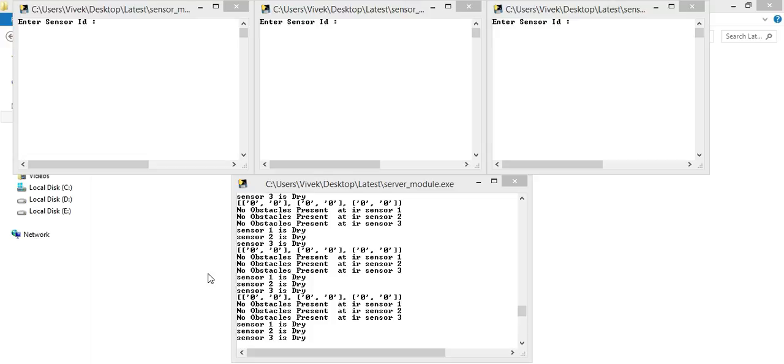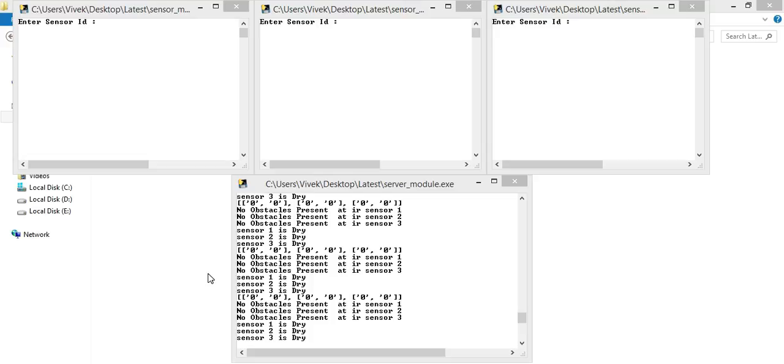Here's the demonstration of our project. We have a simulation system which runs 4 processes in parallel: 3 of them are for the sensors present at 3 different locations and 1 is for the server. Every sensor ID has 2 sensors attached to it, the IR sensor and the water sensor. The IR sensor reads 0 or 1, meaning no obstacle for 0 and an obstacle present for 1. The water sensor reads between 0 and 1024 and is classified into 3 categories: dry for 0, partially submerged from 1 to 500, and fully submerged above 500.